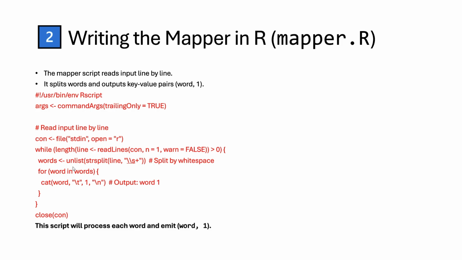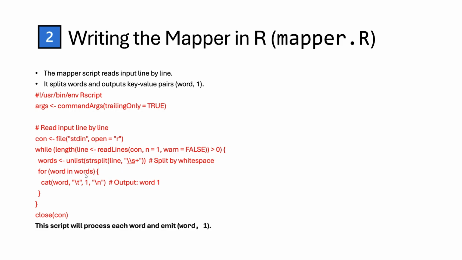So we are splitting the data here. words <- unlist(strsplit(line, "\\s+")) indicates that strsplit splits the line on white spaces, that is, blank spaces. And the unlist function makes sure that it converts our output from a list to a vector of words. So it will convert to the vector words.